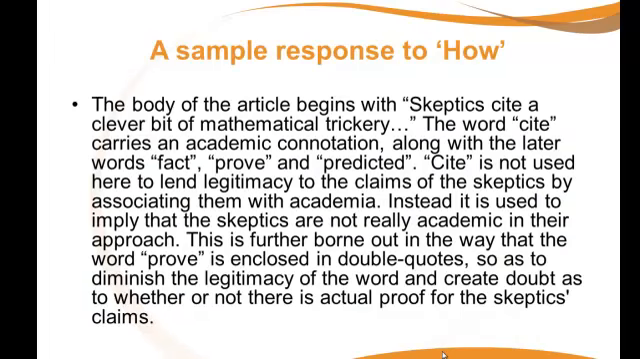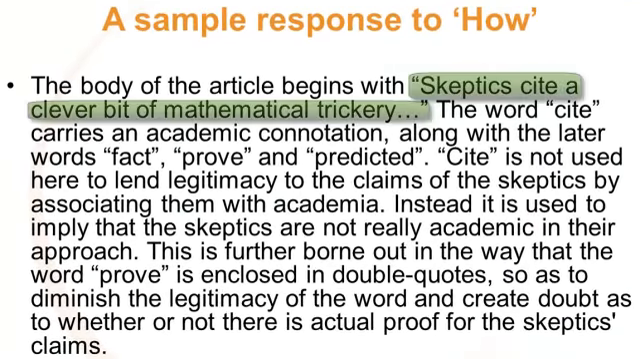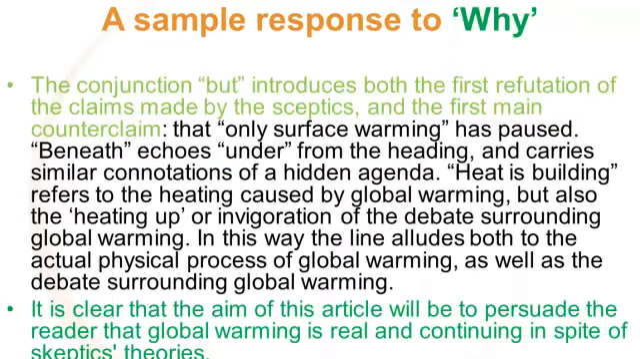The body of the article begins with, skeptics cite a clever bit of mathematical trickery. The word cite carries an academic connotation, along with the later words fact, prove, and predicted. This response tells us how the report is written, by analyzing diction, which is a language technique, and also analyzing style, noting the mention of how the article begins, as well as the discussion of the use of inverted commas on the word prove. Let us look at the second example.